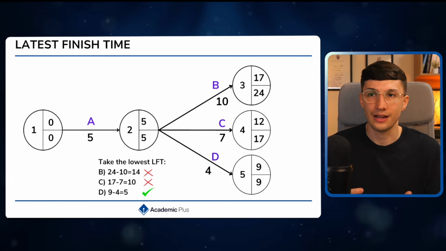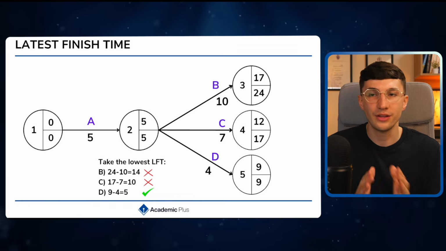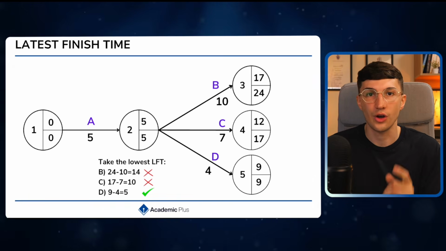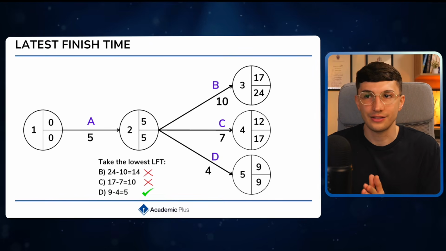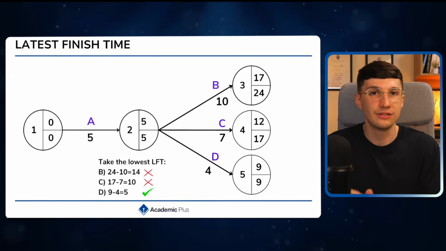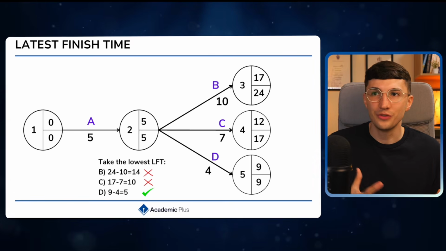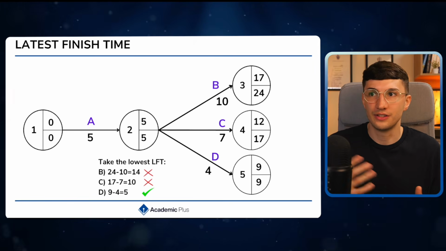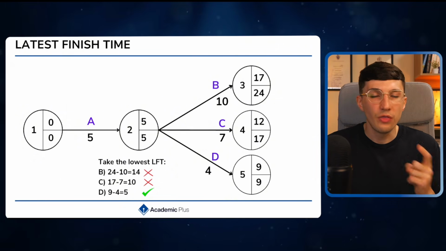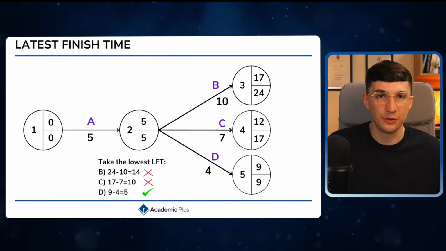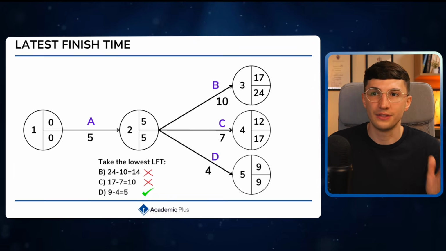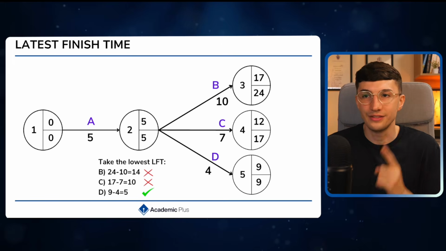Well, looking at task C, it must be completed by day 17. It takes 7 days to complete it, so it must start on day 10. So when looking at task C, it has to start by at least the 10th day. So now, if we were going to take the latest finish time based on task B, so task A only finishes after the 14th day, well, therefore task C would have to be delayed, because for task C to be completed by that 17th day deadline, it has to start on day 10.